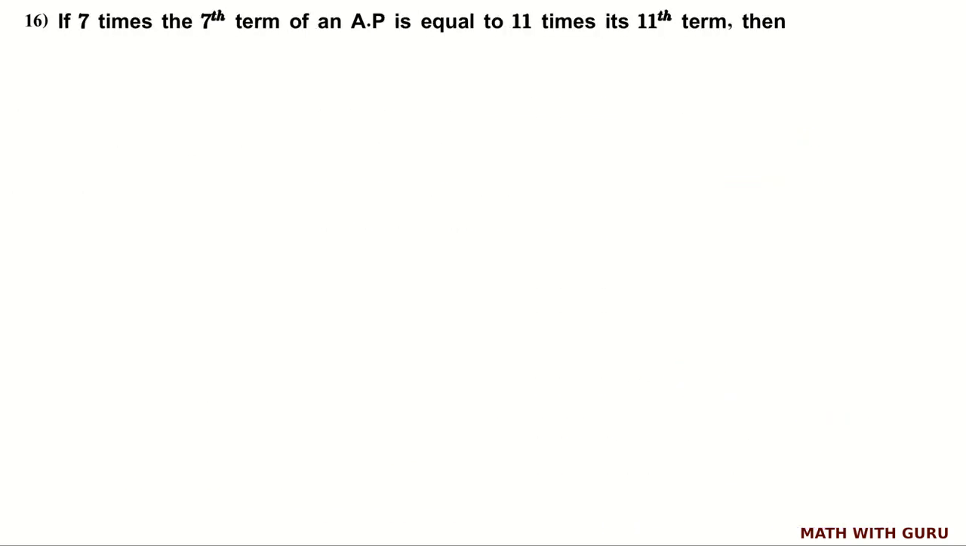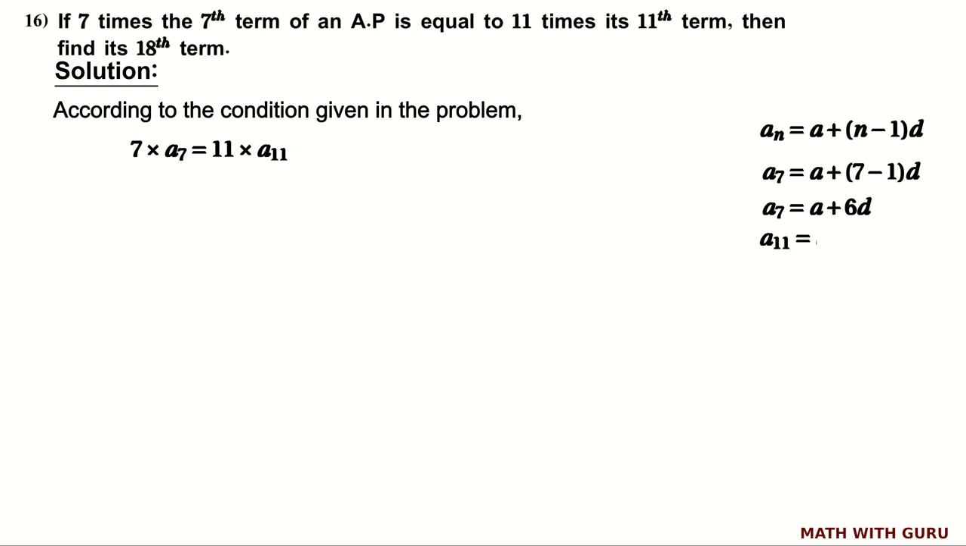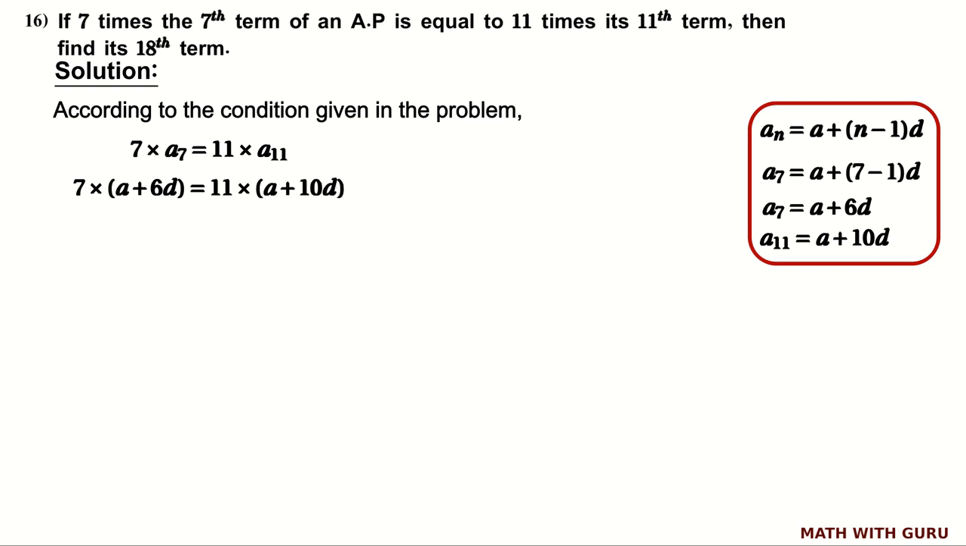16th question. If 7 times the 7th term of an AP is equal to 11 times its 11th term, then find its 18th term. According to the condition given in the problem, 7 into a7 equals 11 into a11. An equals a plus n minus 1 into d. So, a7 equals a plus 6d. A11 equals a plus 10d. 7 into a plus 6d equals 11 into a plus 10d.